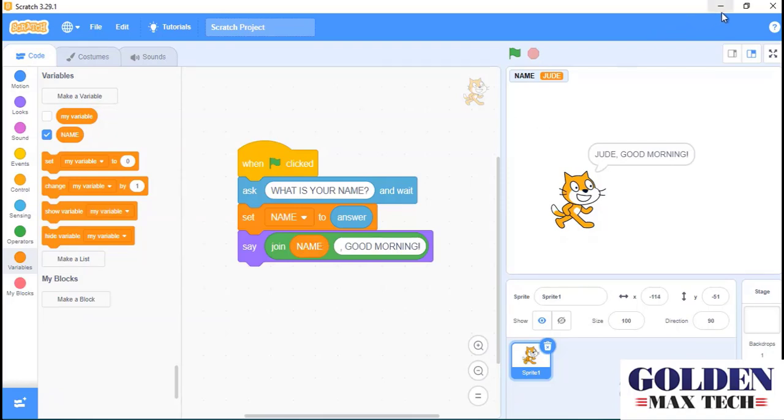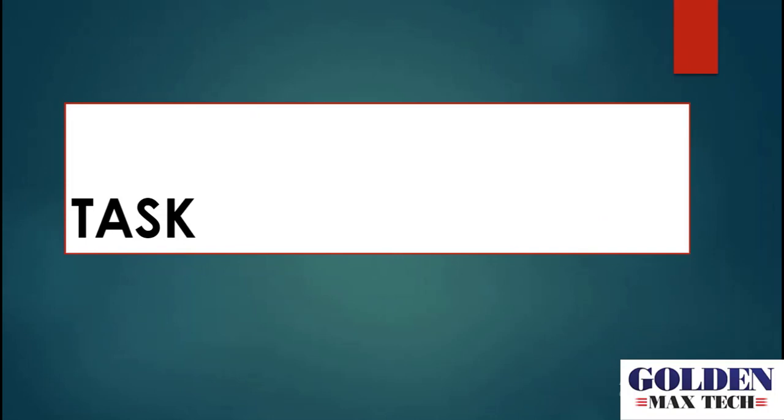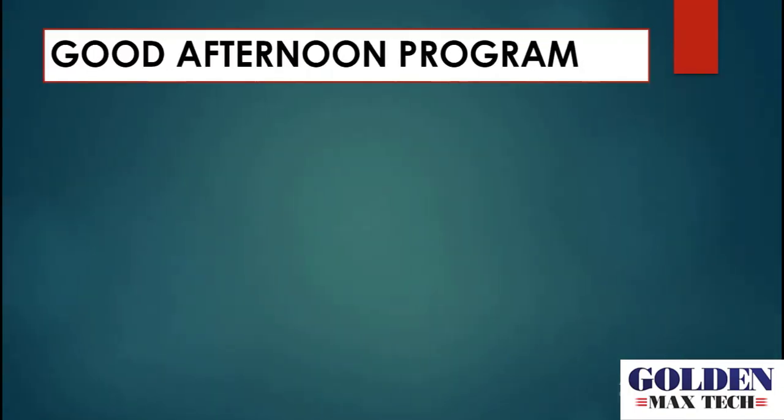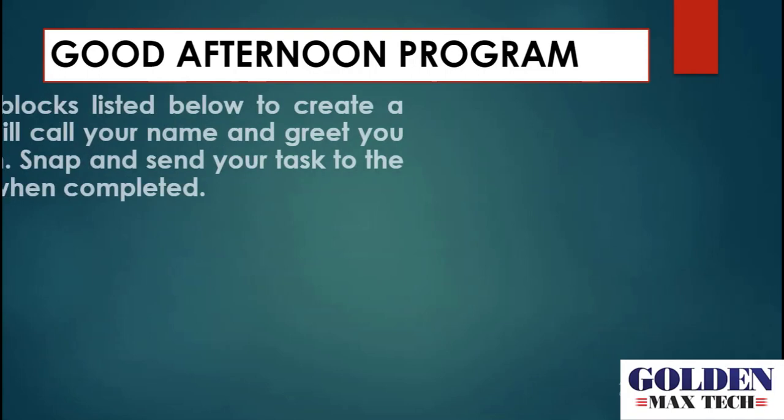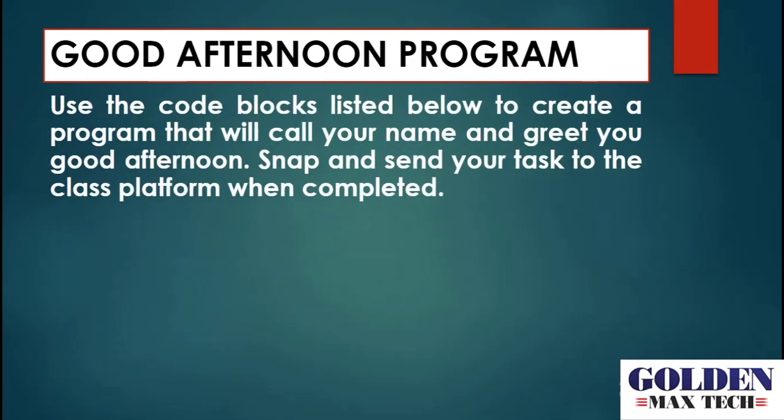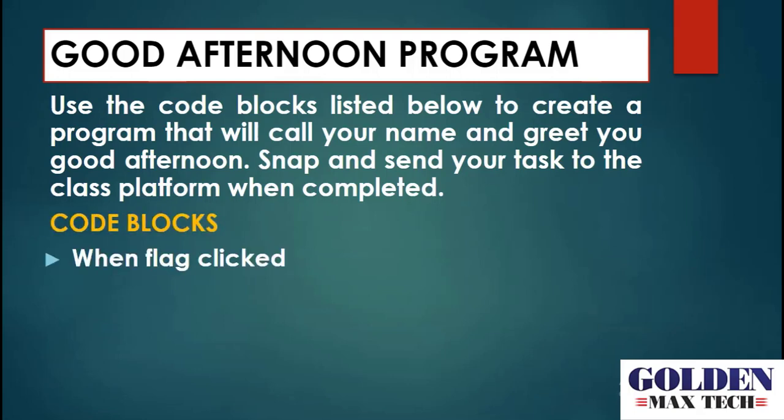Now I have a task for you. Use this task to demonstrate your understanding of variable in programming. You're going to create a good afternoon program. Use the code blocks listed below to create a program that will call your name and greet you good afternoon. Snap and send your task to the class platform when completed. The code blocks you need are when flag clicked, ask, set variable, say, and join.